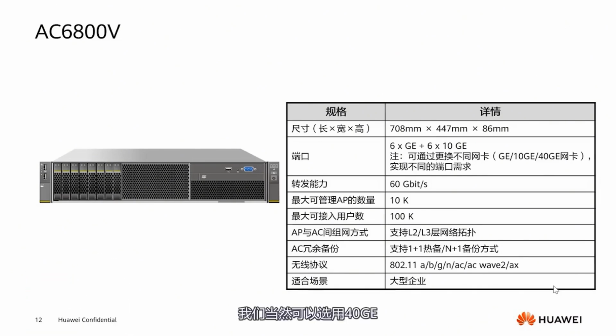Forwarding capability. The whole machine's forwarding capability is 60G. It can manage up to 10K, that is 10,000 APs. The maximum number of accessible users is 100K, that is 100,000 users, maximum. Supports Layer 2 and Layer 3 networking. Generally, we support this. In terms of redundancy, it supports 1+1 hot standby, N+1 backup, all possible. Wireless protocols are all supported: A, B, G, N, AC, AC Wave 2, AX. Supports from 802.11a to Wi-Fi 6. Suitable scenarios. This device is not suitable for small businesses. Of course, it is intended for use in large enterprises.